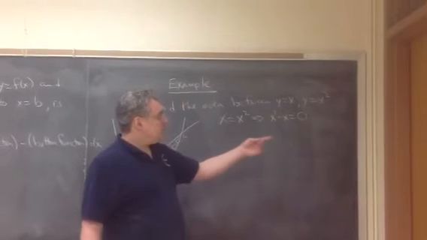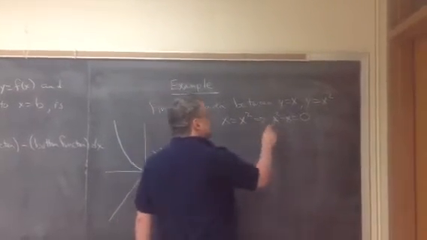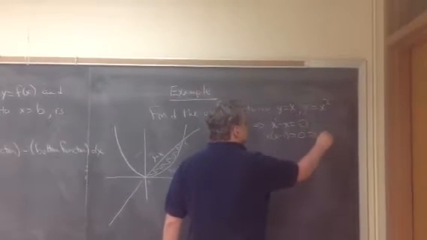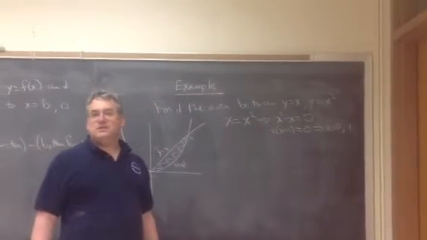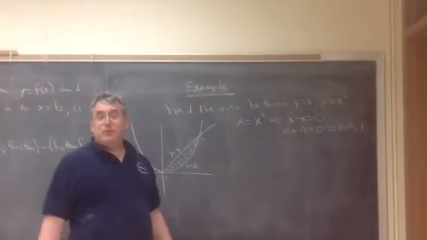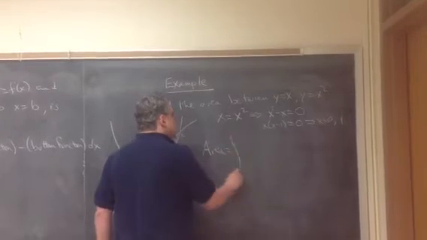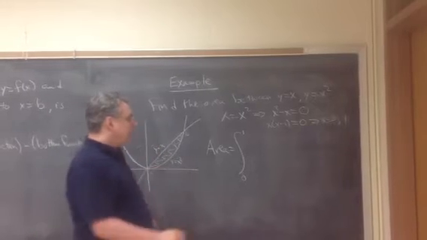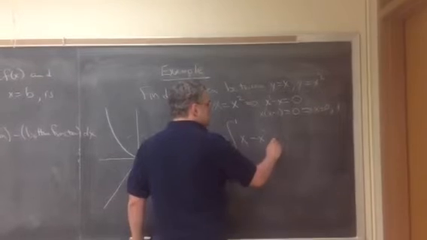Bring the x over, well, technically the x squared, but then multiply by minus 1, whatever. We'll factor this, and we get x equals 0 or 1. Those are our endpoints. Once we have the endpoints, then all we need to know is which is on top, and then we plug it in. The area is going to be the integral from the bottom to the top of the region of the top function, x, minus the bottom function, x squared, dx.